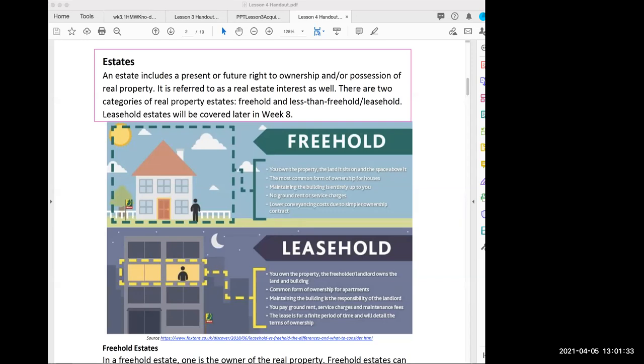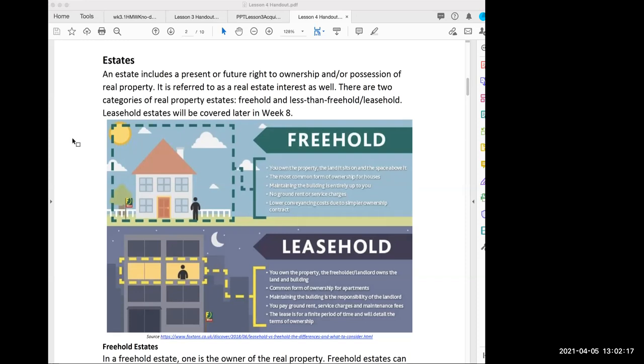Estate. An estate includes a present or future right to ownership and possession of real property. It is referred to as a real estate interest as well. There are 2 categories. How to pronounce it? Categories. Yes. Categories of real property estates: freehold and less than freehold, leasehold. Leasehold estates will be covered later in week 8. Excellent. Thank you so much.